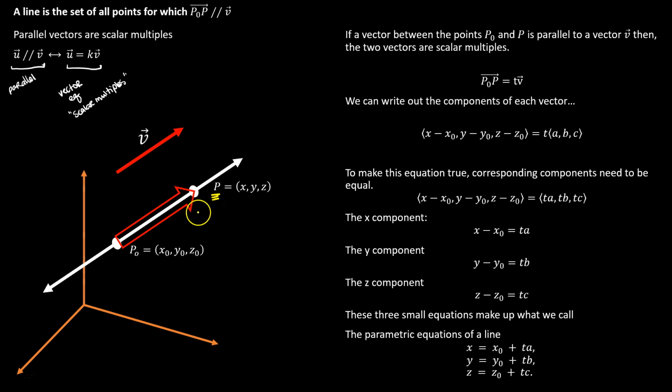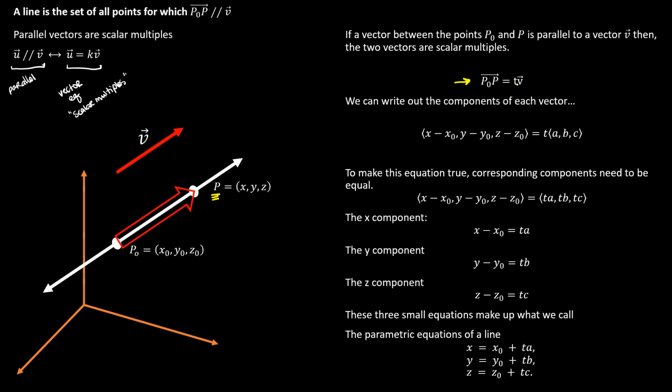And I want to say that that vector that I can make between p0 and p is parallel to v, which means I can have a scalar multiple equation. So that vector p0 to p, which is on the line, is a scalar multiple of the vector v, and I can see that because I'm multiplying it by a scalar t.